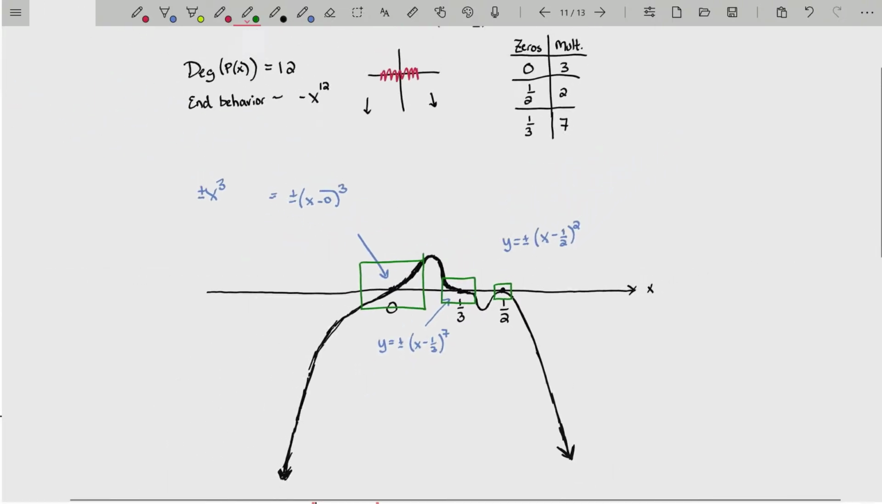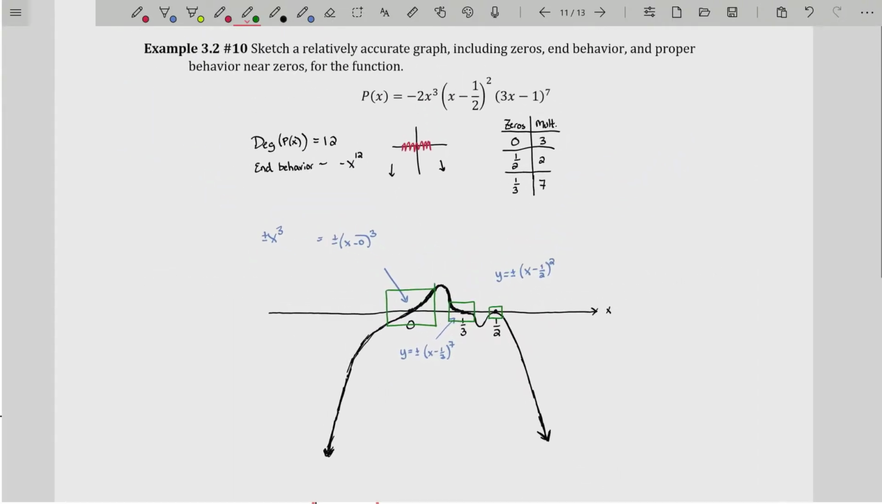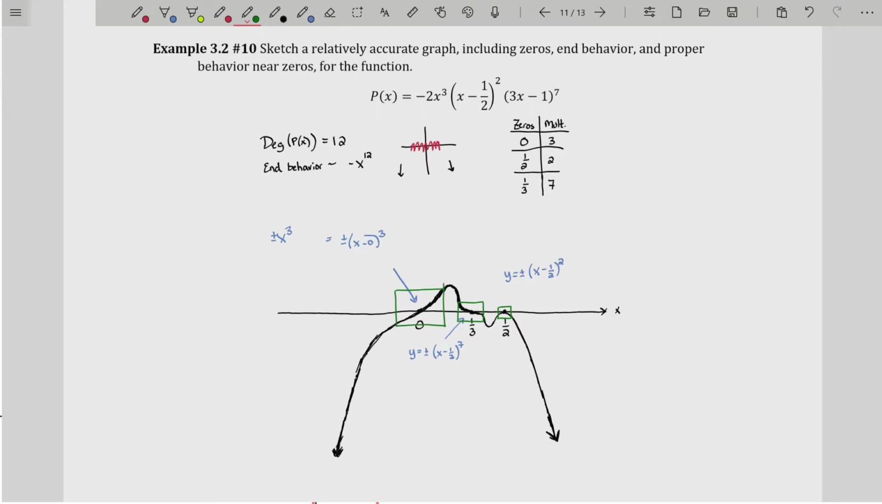So that's us graphing by hand. A relatively accurate graph. And by the way, I should probably graph the y-axis on there just to really have a nice, clean, done graph. There we go. And yes, I expect my students to do all that work.